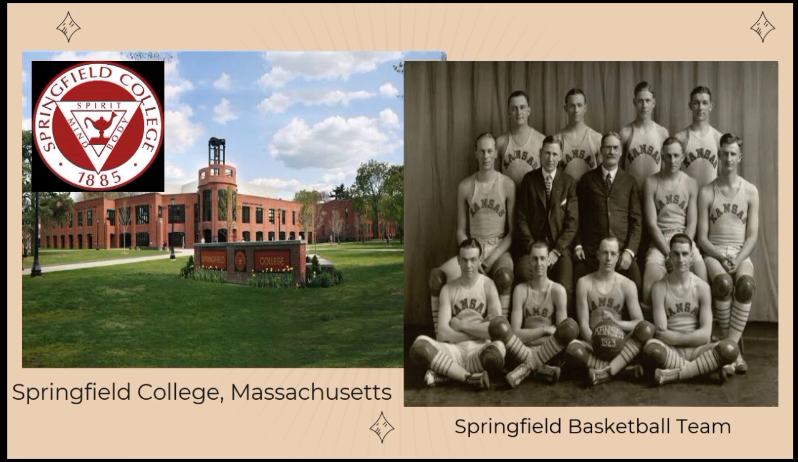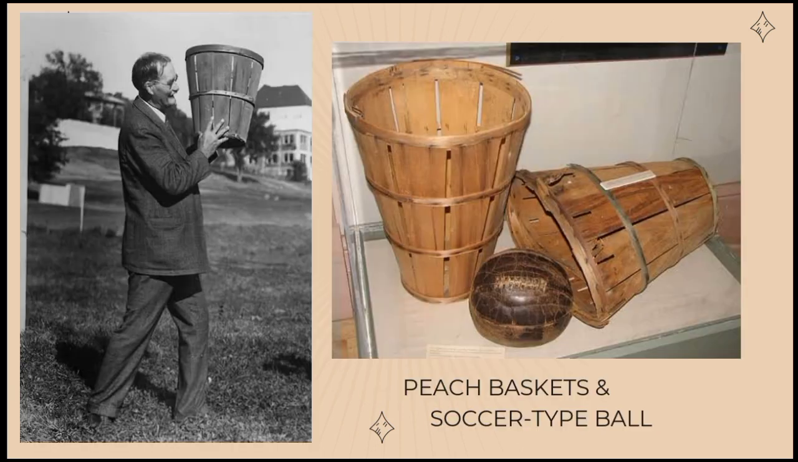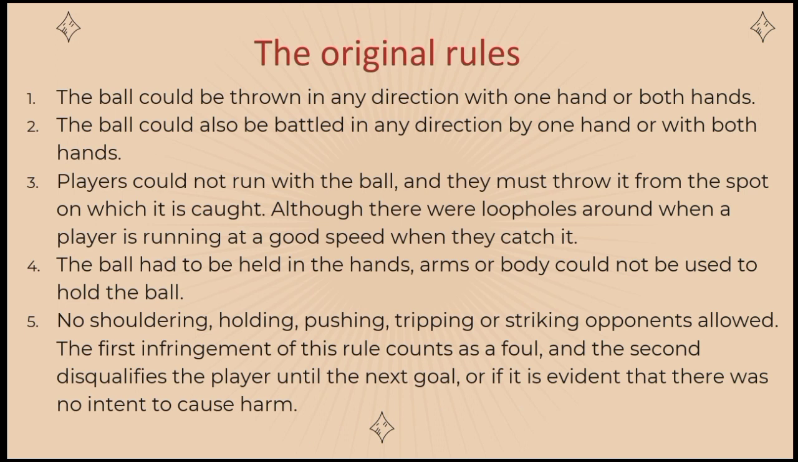And it originally consisted of equipment of peach baskets and a soccer-type ball. Plus, he made 13 rules for his game and divided his class of 18 students into 2 teams of 9 players and started teaching them the basics. So here are the 13 original rules that were created by Mr. Naismith. I would just flash it and you can pause if you want to read.